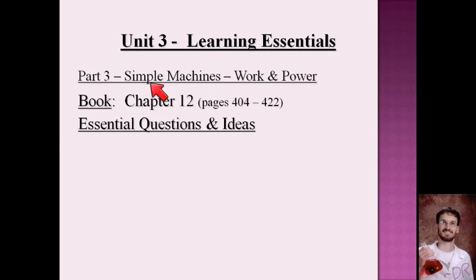This is chapter 12 in the book, so make sure that you go in and read chapter 12. Every section of notes that we talk about has essential questions and ideas, and this is what all of the material boils down to. So it's a really good starting point for studying if you go back and look at those essential questions and ideas for every section so that you know if you're getting the big ideas.